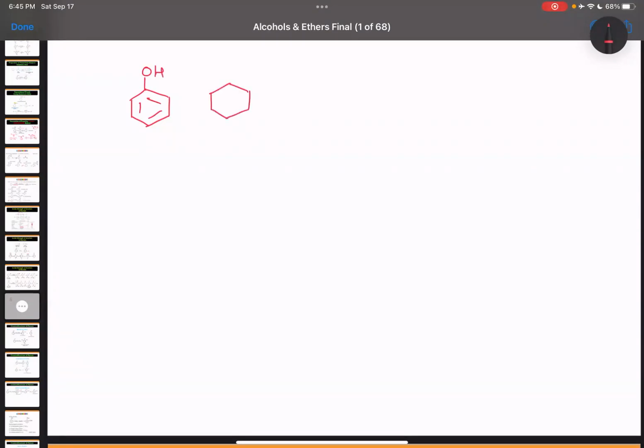Orthonitrophenol, metanitrophenol, paranitrophenol. Acidic strength: paranitrophenol is greater than orthonitrophenol, and then meta, and then phenol.